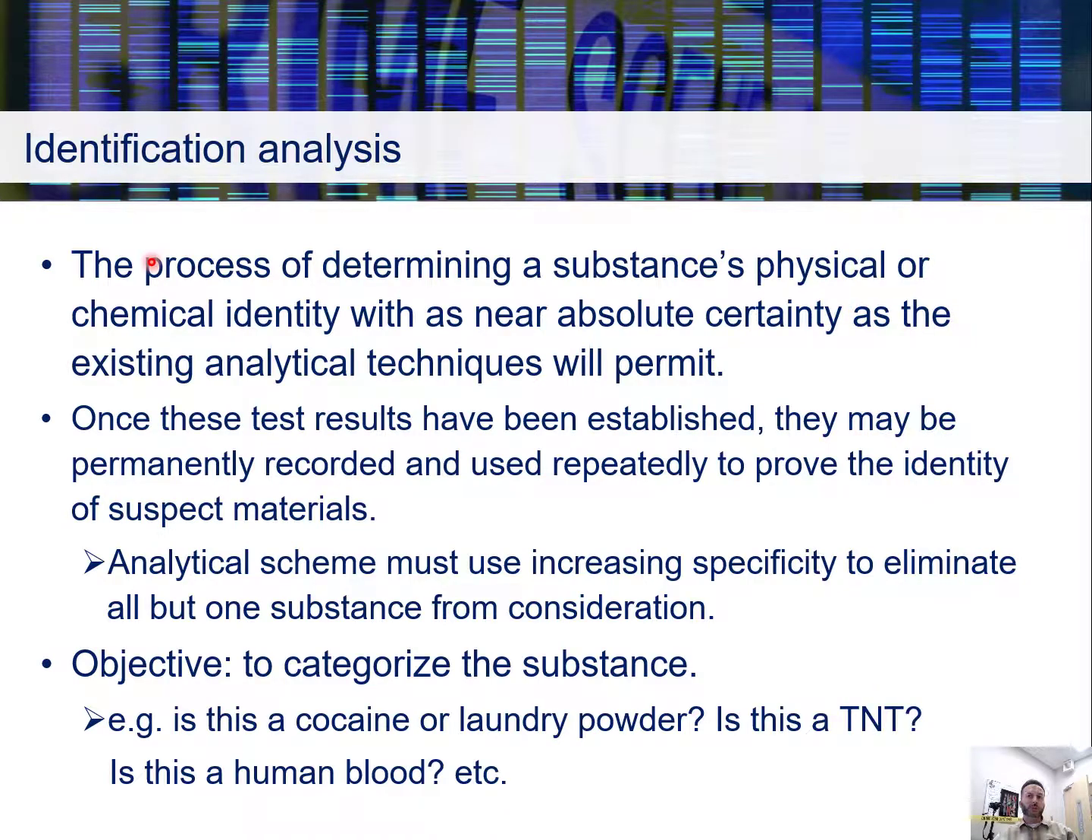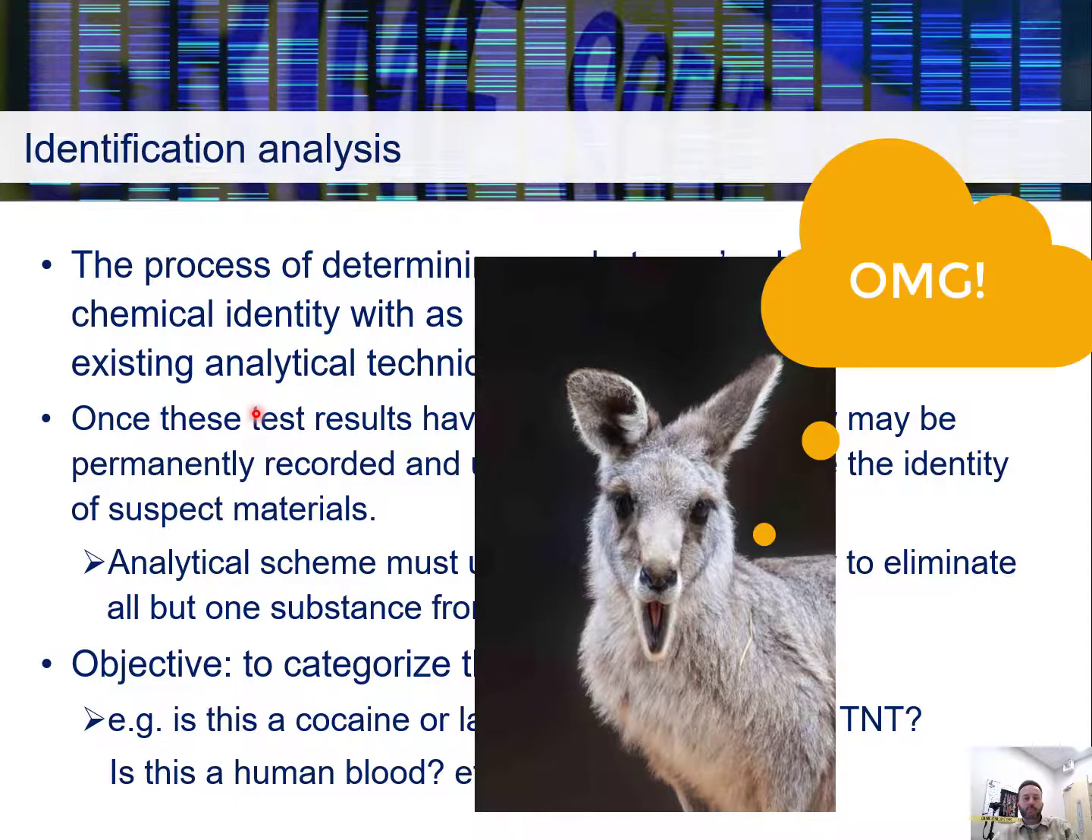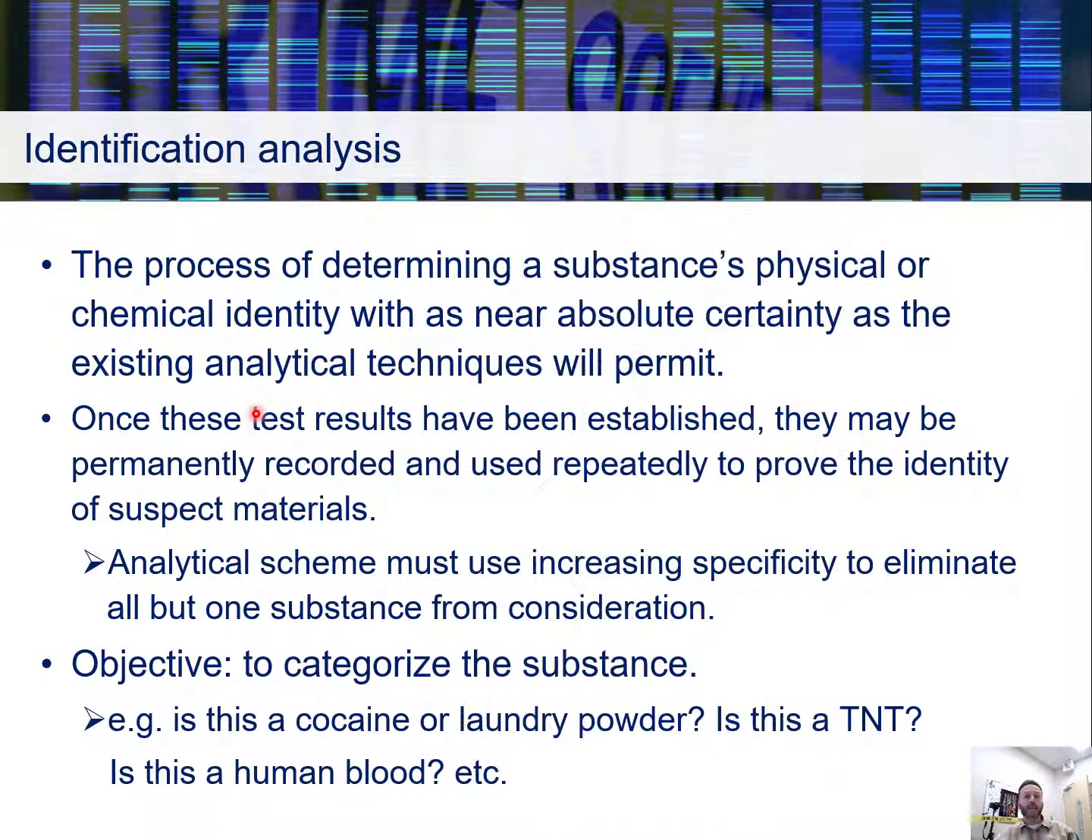The main objective of the identification analysis is to categorize the substance in question. Usually these tests are divided into two categories: presumptive tests, for example, if we want to ask the question if this red stain is blood, and confirmatory tests, which would help us to answer the question if this is human blood or maybe kangaroo blood. Okay, and we'll talk more about these tests later.